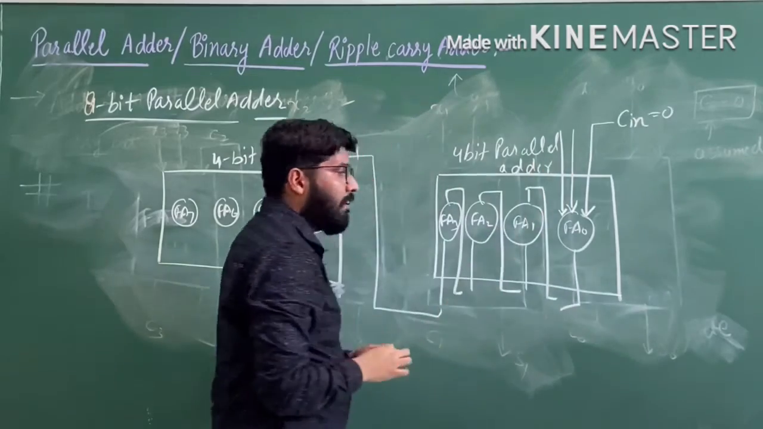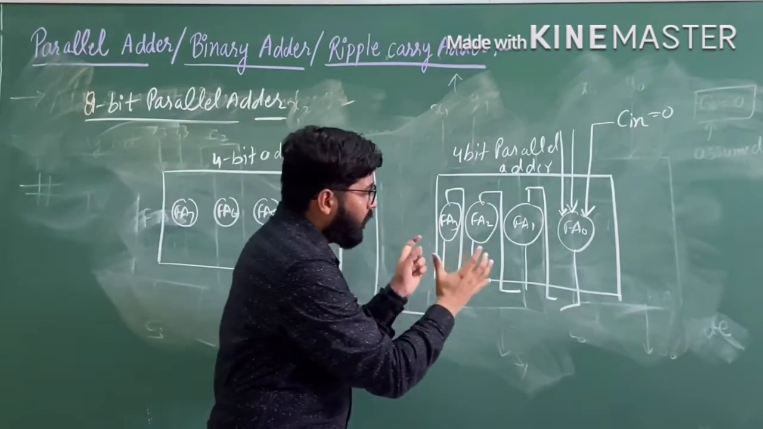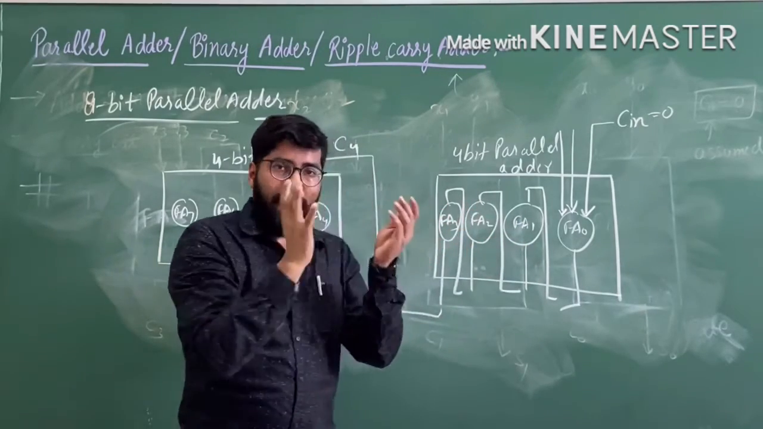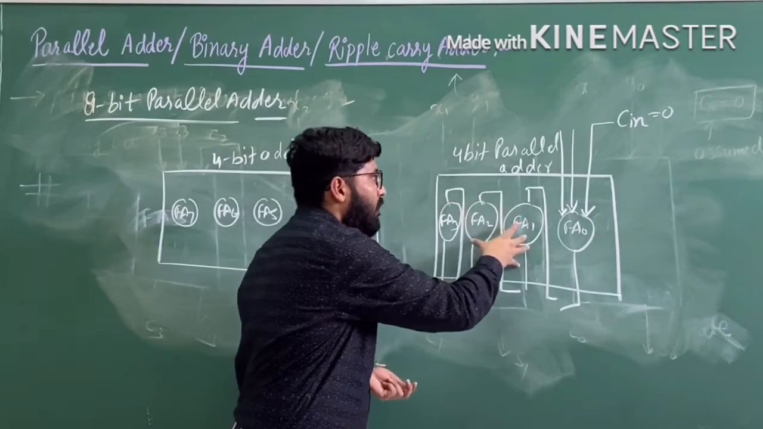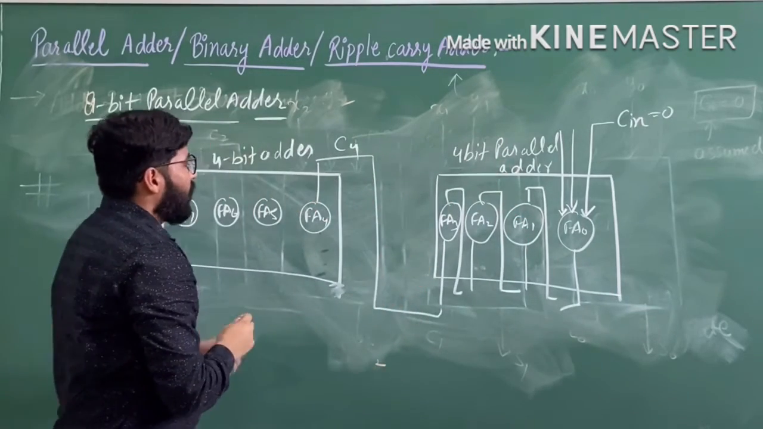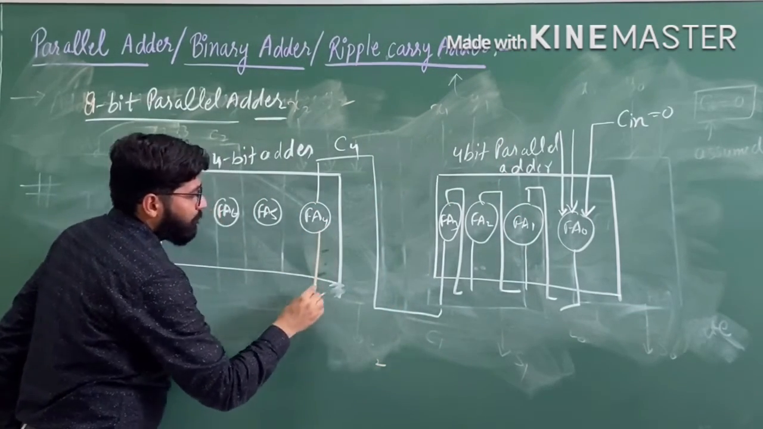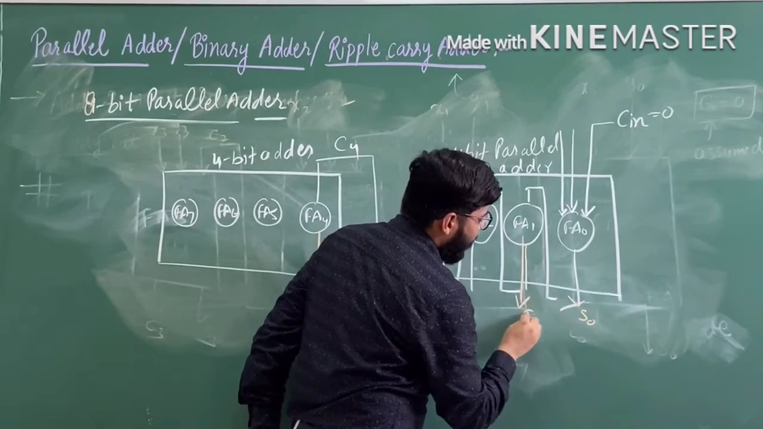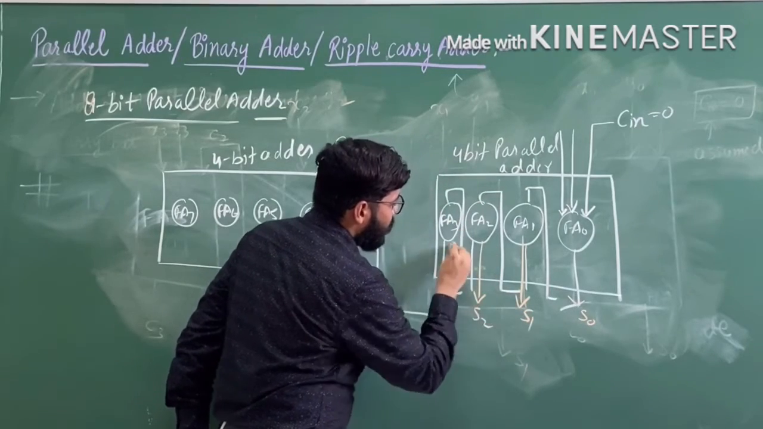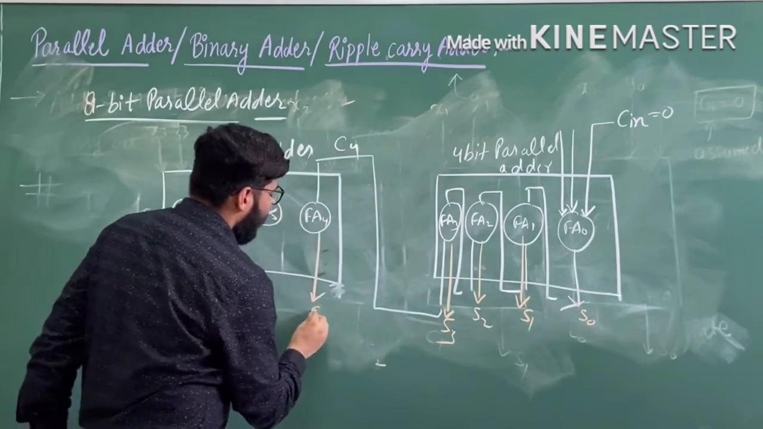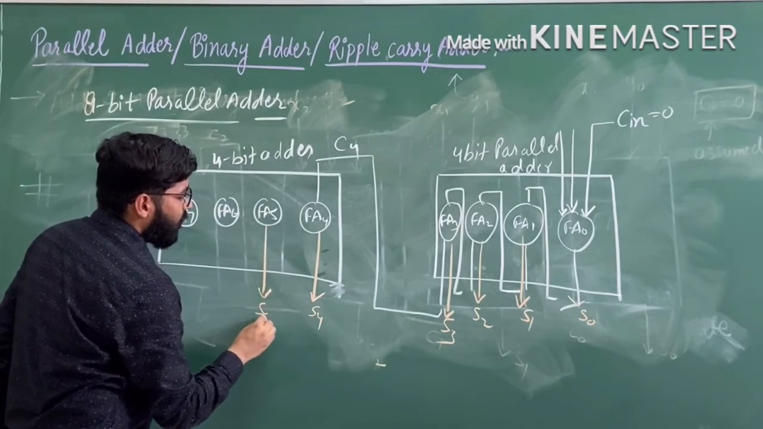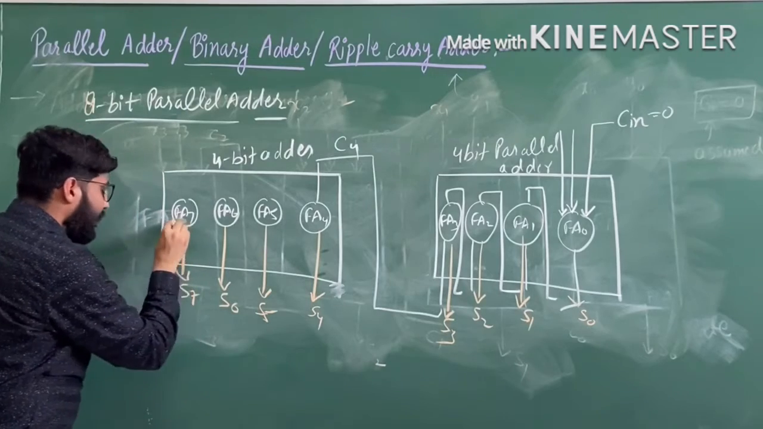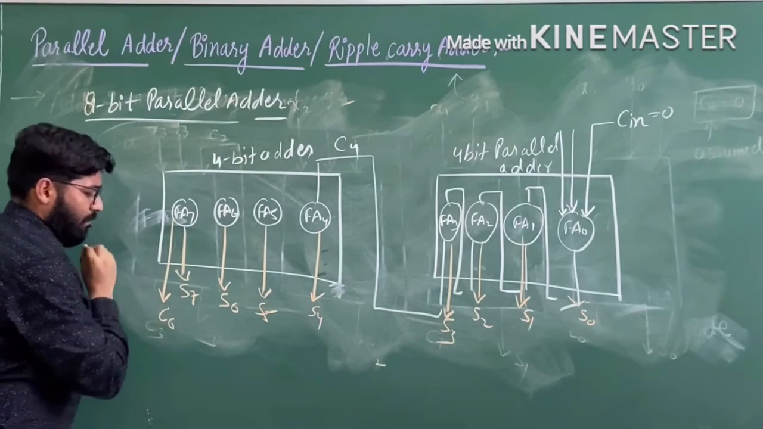In this 4-bit parallel adder there is a combination of full adders. Those 4 full adders are packed in a single box and we can call this a 4-bit parallel adder. Okay, now suppose here we can get S0, here we can get S1, here we can get S2, here we can get S3, here we can get S4, here we can get S5, here we can get S6 and here we can get S7 and the carries are C6, C7.